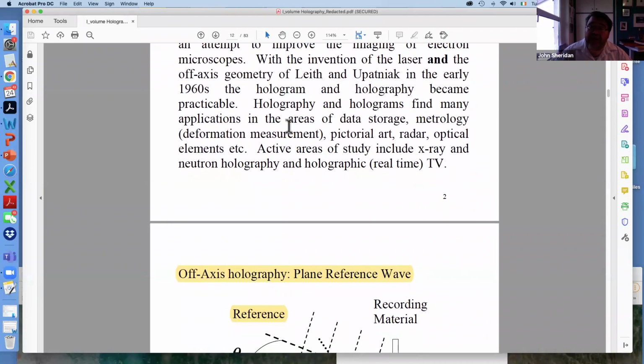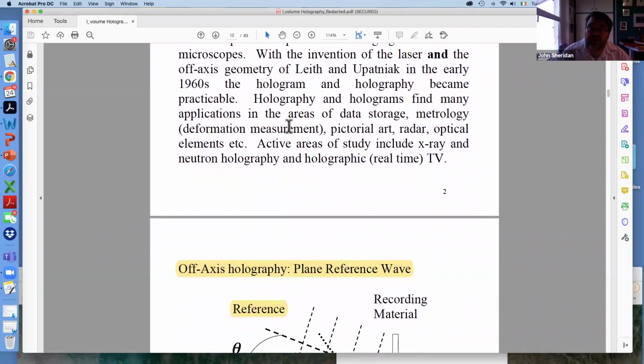Holography and holograms find many applications in the areas of data storage, metrology, so deformation measurement, which I mentioned earlier, pictorial art, signal processing, sideways looking radar, and optical elements, the production of holographic optical elements for beam splitting and beam shaping, lenses. So for example, if you think about a big refractive lens, it's big, it's thick, it's bulky, you can produce a lens in a very thin layer, and it would certainly work reasonably well at a single wavelength. But again, you have issues like you have with lenses to do with aberration. And if you play at a different wavelength, you're also going to have chromatic effects, because these are dispersive elements. They're diffractive elements. We'll talk a little bit about that later as well.